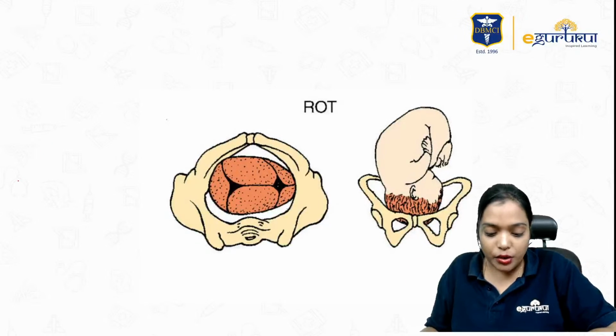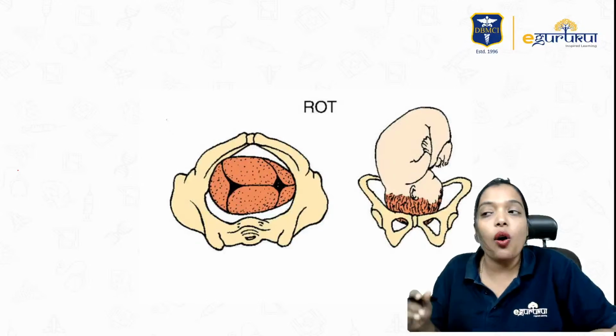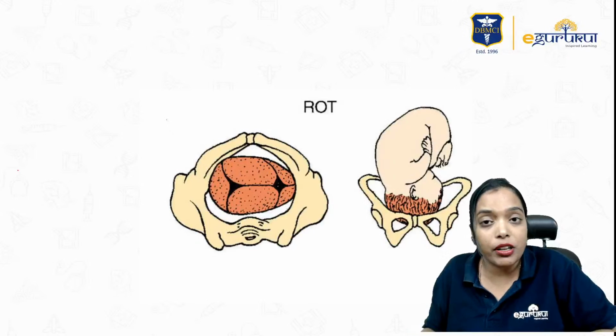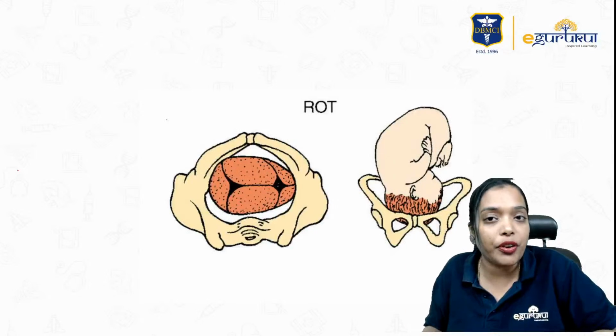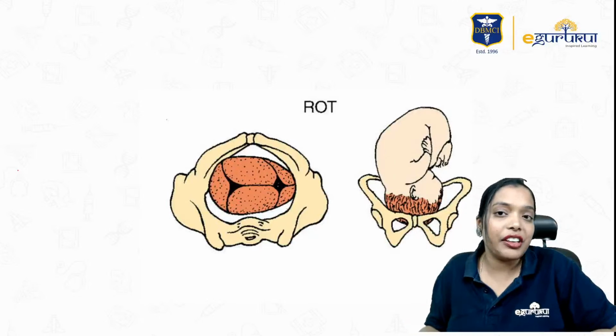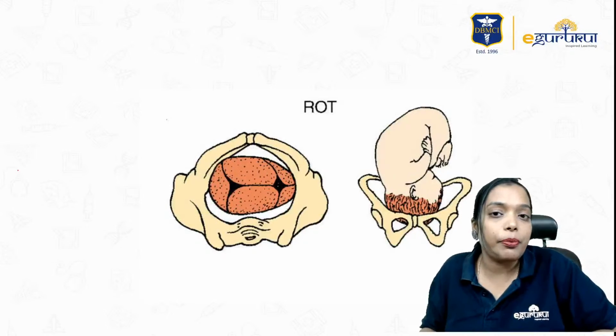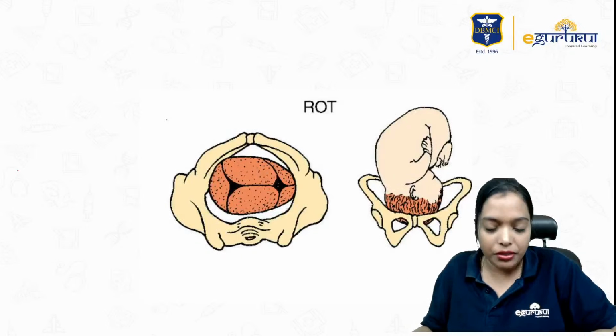I have a query here from Sanji. If quadruple marker or any screening methods are positive, even if NIPT is positive, your next step should be confirmation with an invasive test. If that is also abnormal, then you will go for termination. Okay.